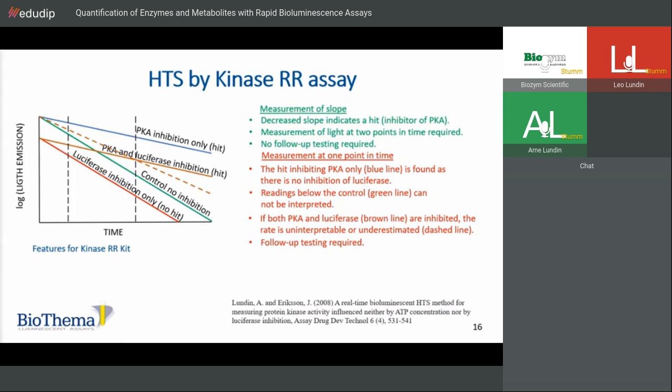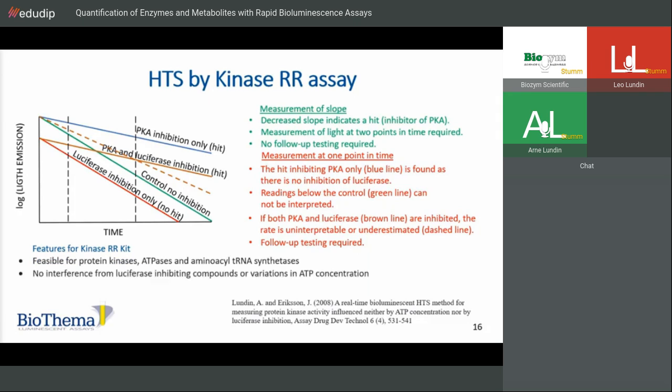So, features for the kinase RR kit. It's feasible for protein kinases, ATPases, and aminoacyl-tRNA synthetase. No interference from luciferase inhibiting compounds or variations in ATP concentration. All library compounds can be classified without follow-up testing.